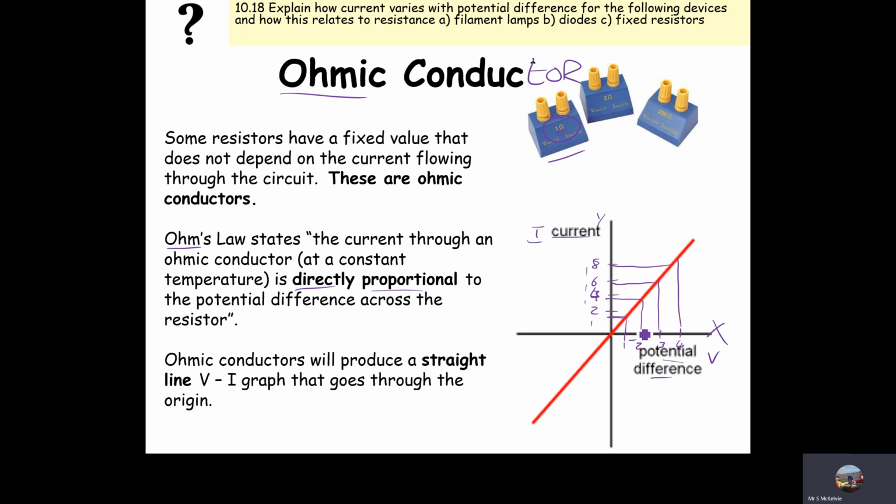And a reminder that if I have 4 volts and I have negative 4 volts, then they are the same magnitude. When we talk about negative voltage, that doesn't mean that it is smaller. All it means is direction. So plus 4 volts means the voltage is going in that direction. Negative 4 volts means the voltage is going in that direction. Ohmic conductors will produce a straight line VI graph that goes through the origin. Remember, the origin is 0, 0. So if there is 0 volts, there will always be 0 amps.